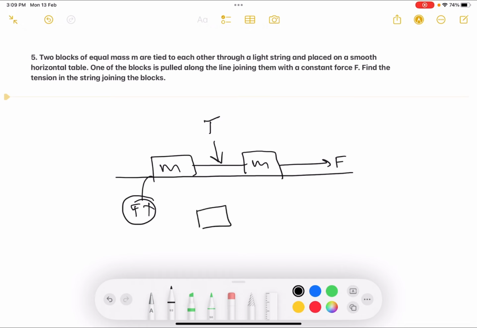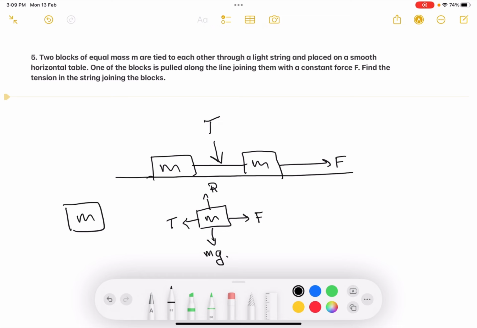First, take each object individually. We have a force of mg downwards, the normal force R upwards, the force F pulling this way, and the tension pulling this way. If we take the second block, we have a similar situation. We have a T force this way, and we do not have anything towards the leftward direction. We just have mg downwards and the resultant R upwards.